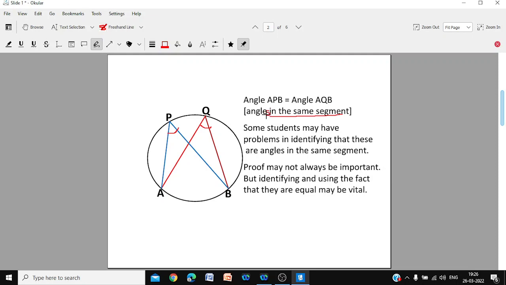How do we identify angles in the same segment? Sometimes students have problems in identifying that these are angles in the same segment. You may not always need the proof, but you need the skill to identify immediately that these are angles in the same segment. And then of course you can say they're equal.